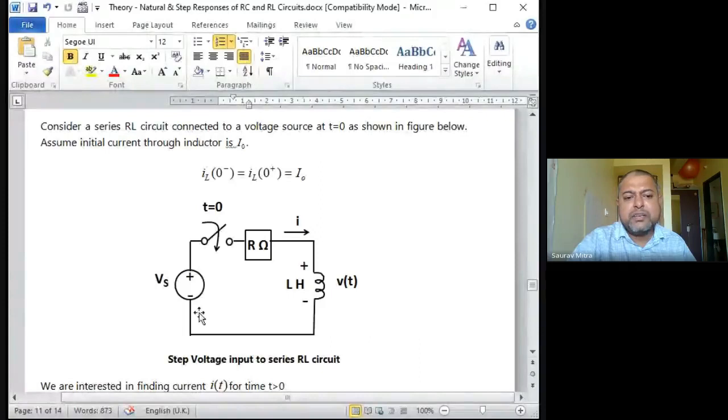What is the circuit? The circuit is, we are first giving a Vs supply and you have to assume that this switch T is closed.